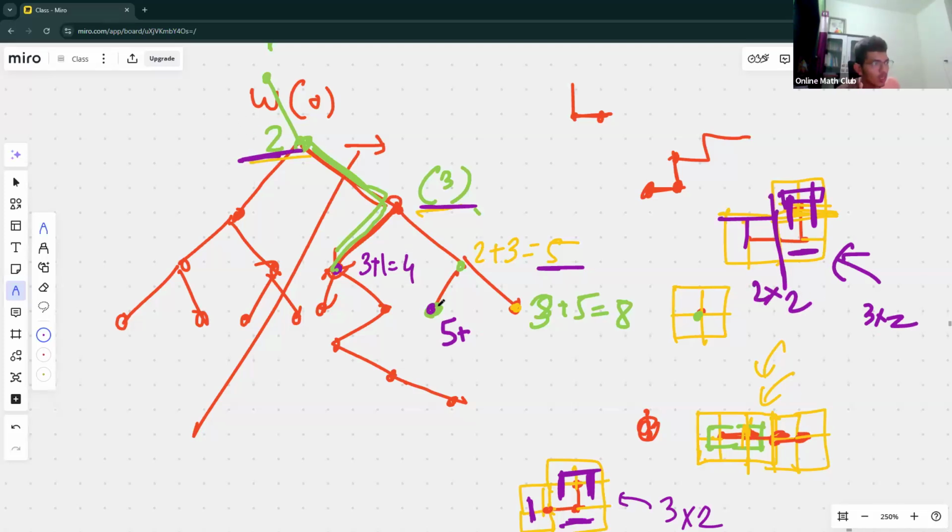So what are we actually doing? We go for the staircase. So this staircase ends here. So we consider the previous number, 2. So 2 plus the previous number 5. It will be 7.